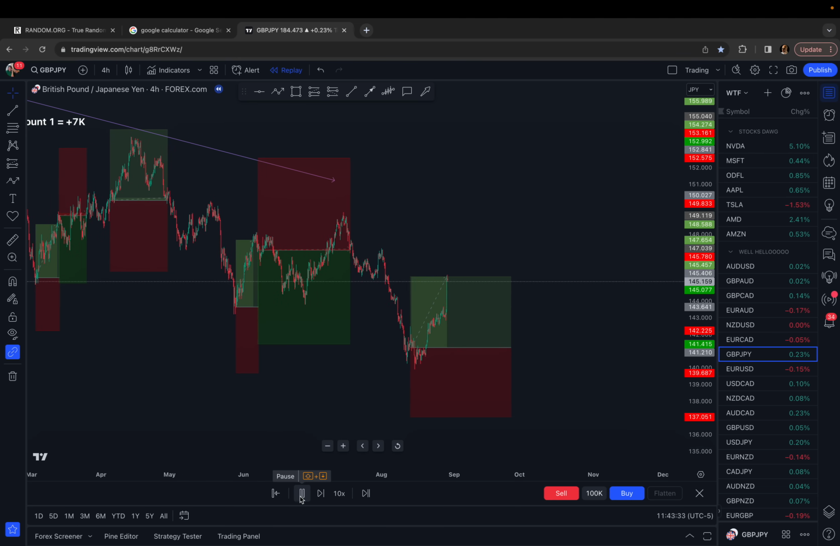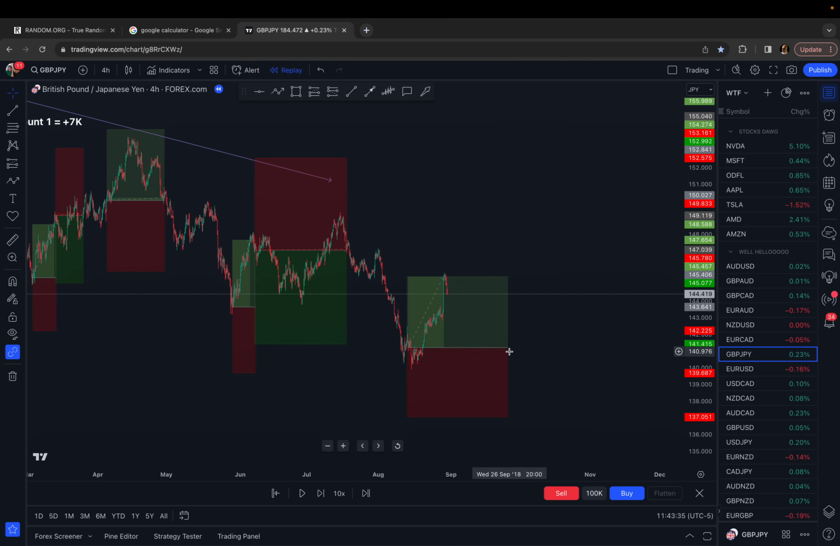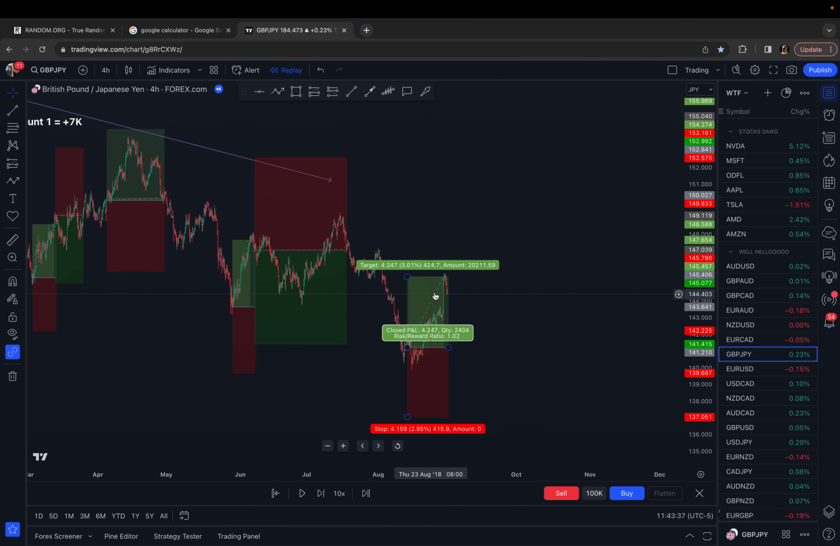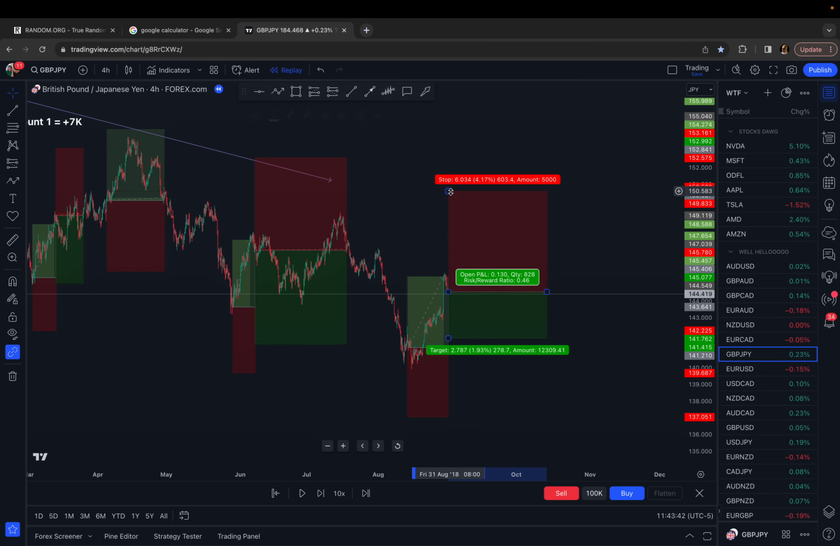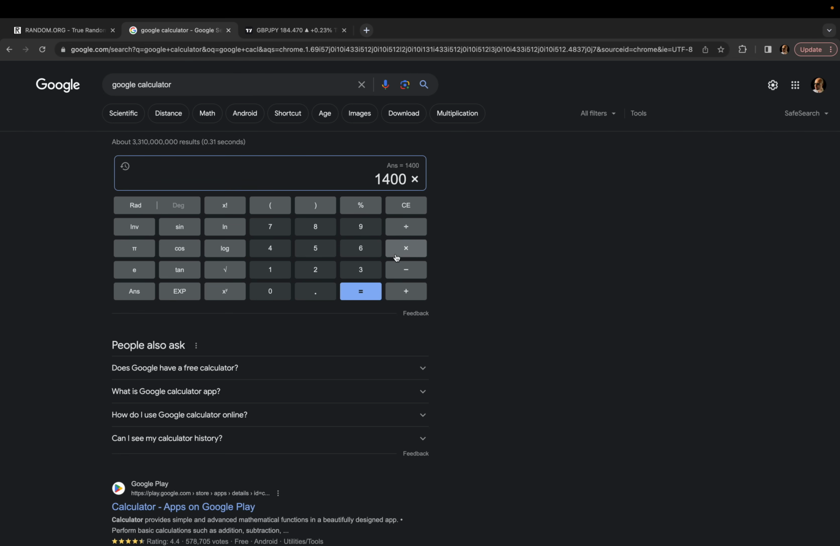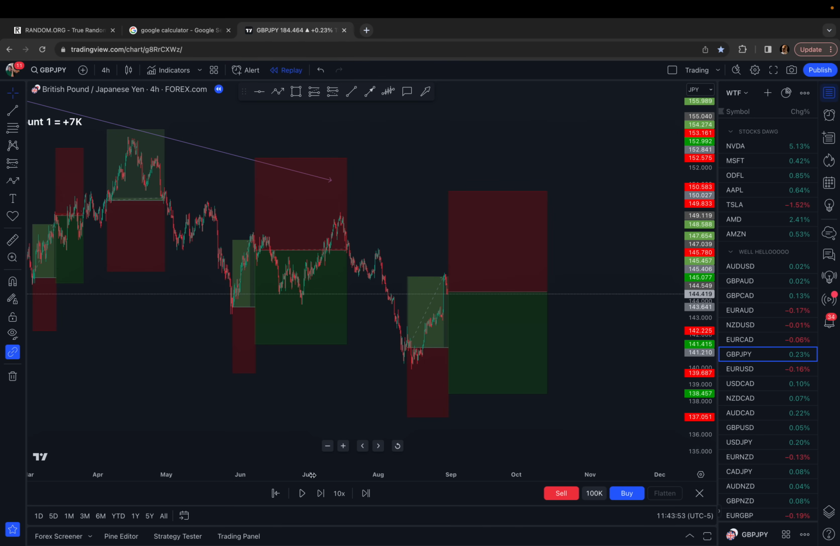So it's trying to push up to make the lower high, and we do push up and make the lower high. So I'm going to get on that. I'm going to get into this trade as well. And also, 1,400 times 2, so we're at 2,800. Okay, cool. So let's see if this works.